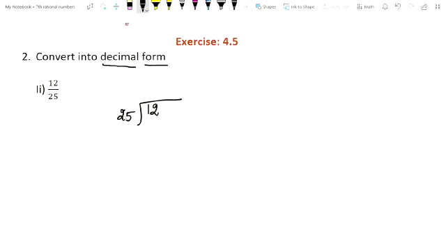Okay, so the divisor is greater, so we can't divide this. So what do you want to do, children? Just keep the decimal in the quotient place, and add 1 0. Now it becomes 120. In 120, how many 25s are there? 4. 4 into 25, you get 100. Now you subtract this. What will you get? 120 minus 100, you get 20.